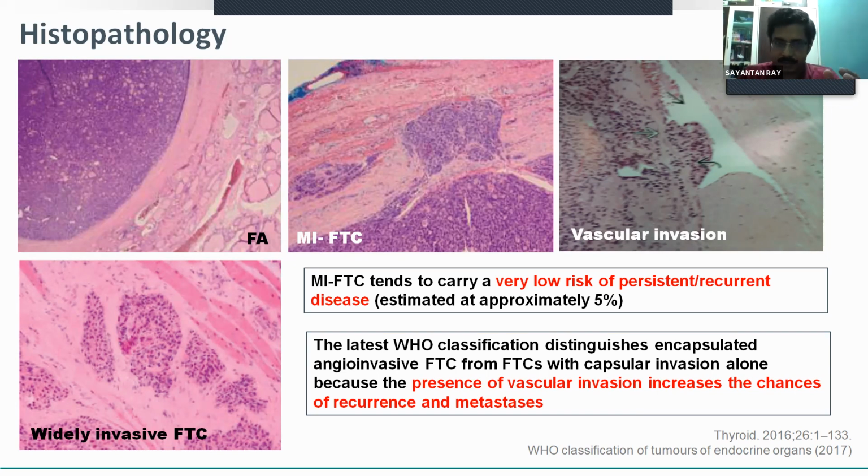Now, minimally invasive FTC usually carries a very low risk of persistent or recurrent disease, estimated to be approximately 5% only. And what I have previously told regarding angioinvasive follicular thyroid cancers, the latest classification distinguishes this encapsulated angioinvasive follicular thyroid cancer from follicular thyroid cancers with capsular invasion alone, that you may call a true minimally invasive FTC, because the presence of vascular invasion increases the chance of recurrence and metastasis. And the third point is angioinvasive disease usually has better survival than a widely invasive disease.